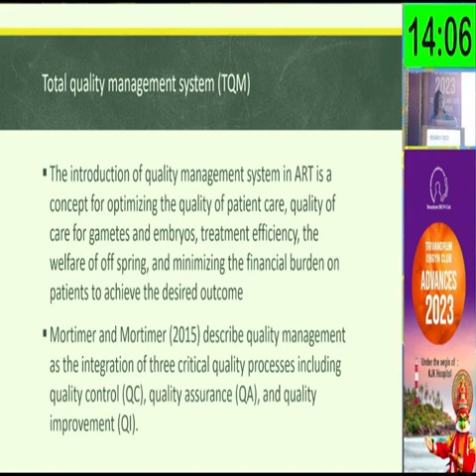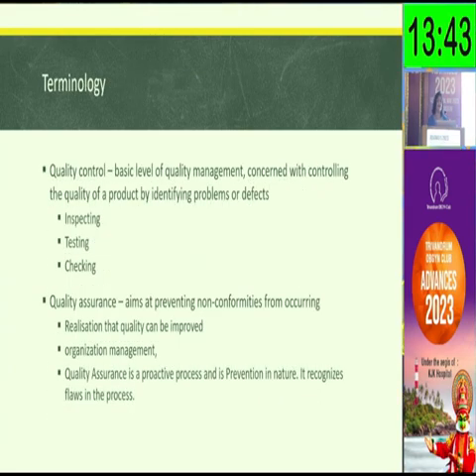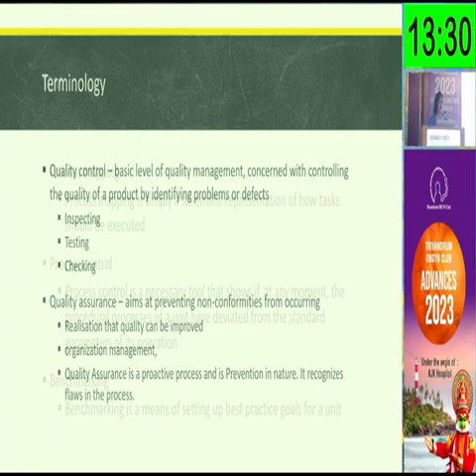We don't want to do elaborate things which have a huge financial burden both for the patient or for the center for a very minimal outcome. So this is something that encompasses from the start to the finish. And we know that Mortimer has been one of the front runners in ensuring total quality management in IVF labs. He has defined QC and QA for both. QC and QA is important. QC is what we are doing on a daily basis. QA is what we look at for the future so that we don't have issues.